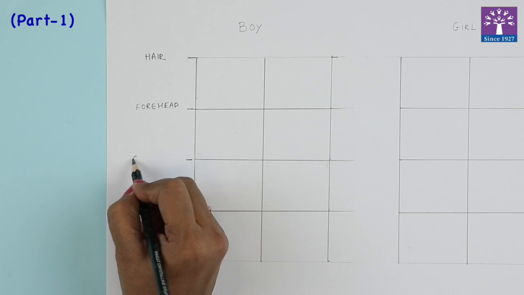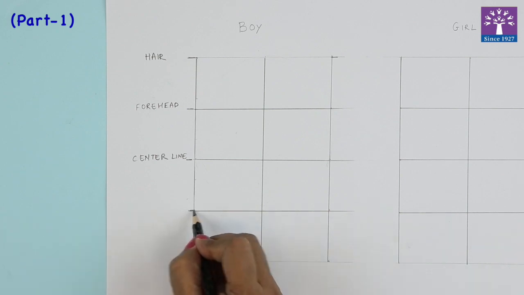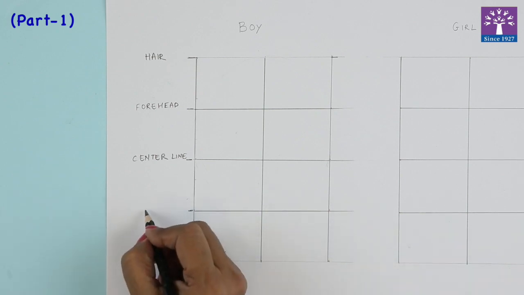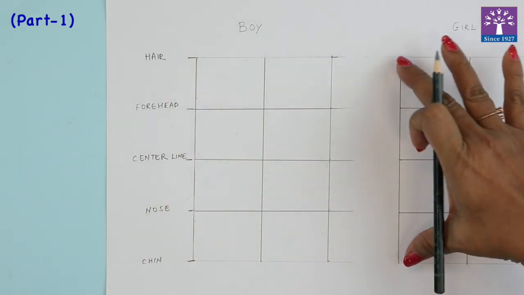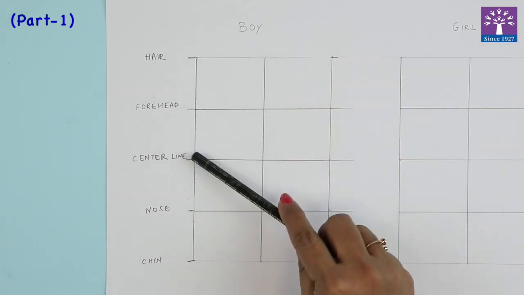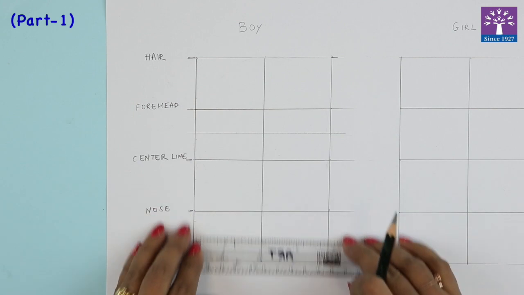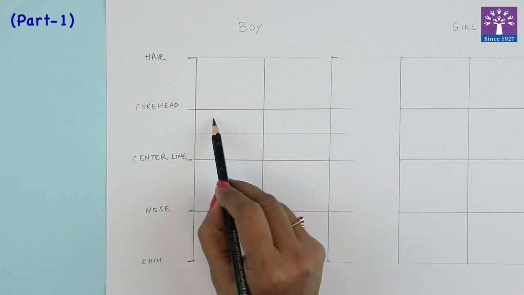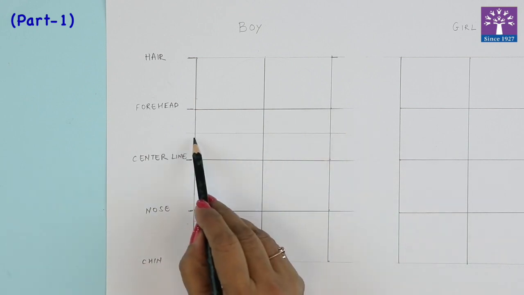This is a center line. Somewhere here on this line will come a nose, and this is the chin. The same pattern will be divided here for the girl. So the center line and the forehead line, we will draw a line dividing this grid into equal halves. So I have drawn a horizontal line.